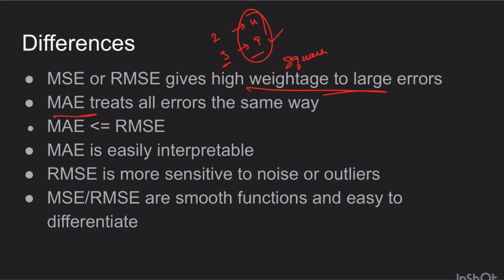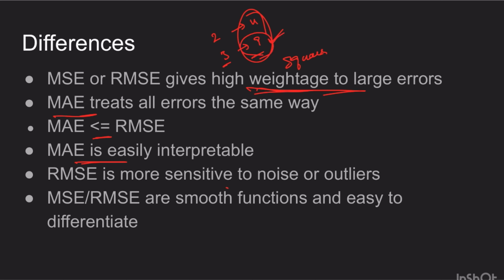So MAE will always be less than or equal to RMSE. And MAE is easily interpretable, because it's just the mean of the absolute differences. We can understand how the model is performing based on the value of MAE. If the value is larger, the model is bad. If the value is smaller, the model is good enough. Whereas with RMSE, because of this weightage as well as the squaring factor, we cannot clearly interpret the actual value in terms of the performance of the model.